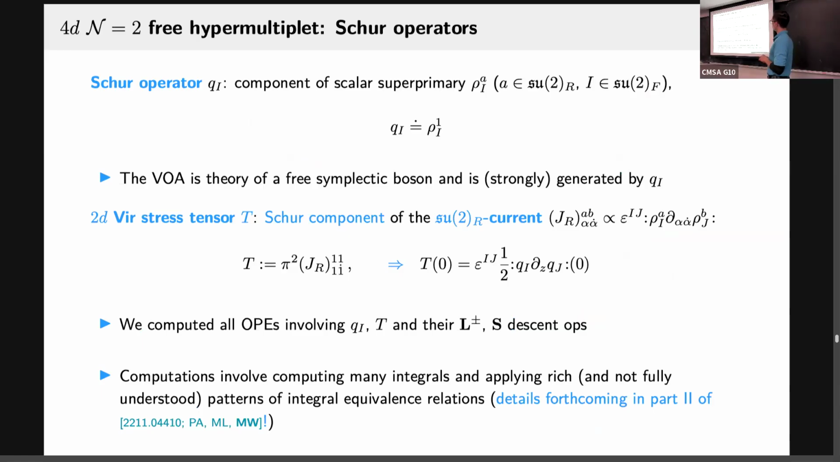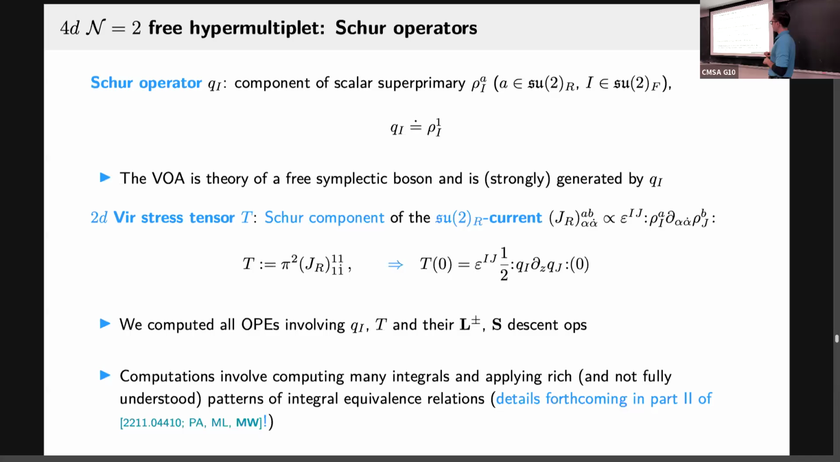Yeah, good. So what are the ingredients in the 4D N equals 2 free hyper that we need to be mindful of? First, there is a fundamental Schur operator, which I'm going to denote by QI, which comes from the superconformal primary of the free hypermultiplet. And the VOA that you get is the theory of a free symplectic boson that is strongly generated by QI. And then we also have its 2D Virasoro stress tensor, which is coming from the Schur component of the 4D SU(2)_R current. And when you get all the normalizations right, it takes this very explicit form.